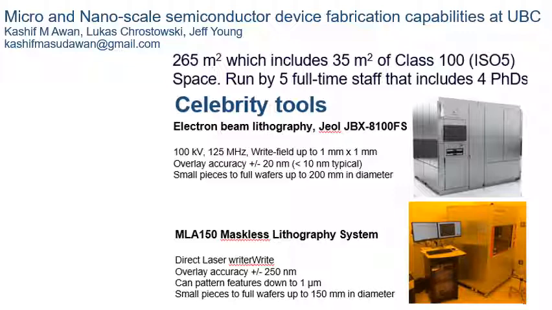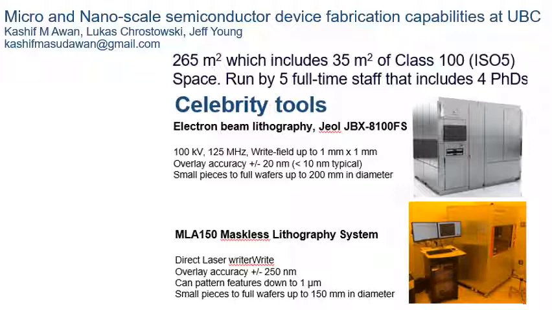The first and foremost among them would be our electron beam lithography system. This is a JEOL JBX 8100 FS. It is a 100 kV 125 megahertz electron beam lithography system with write fields that can go up to 1 millimeter by 1 millimeter. Overlay accuracy is plus minus 20, and we can go as low as 10 nanometer in terms of the overlay accuracy. Similarly, this tool has the capability of incorporating small pieces and also wafers of up to 200 millimeter in diameter. So we can do 4-inch, 6-inch, as well as 8-inch wafers.